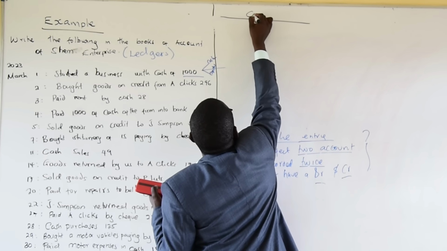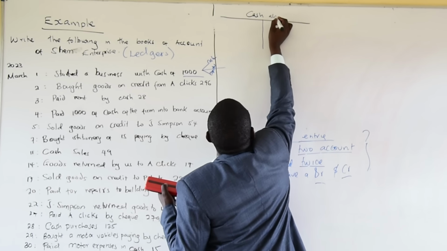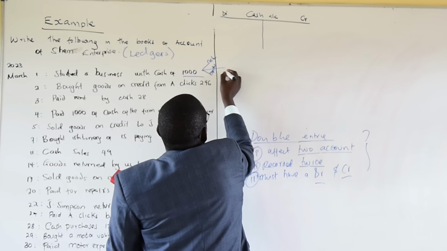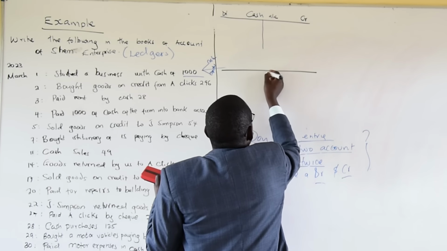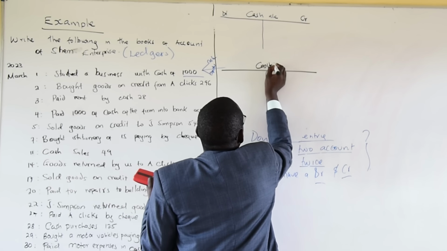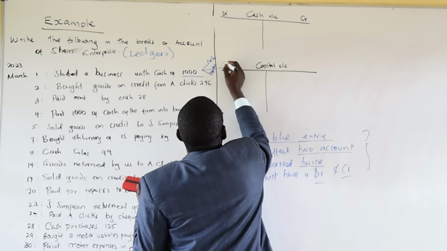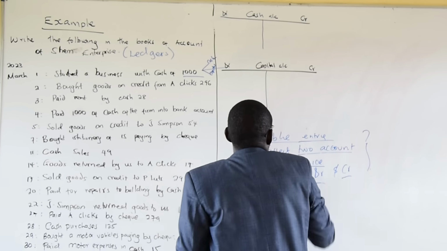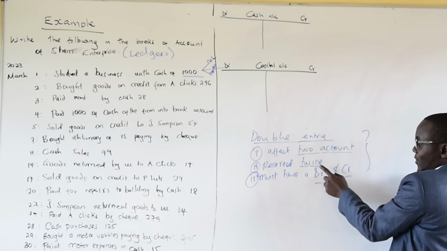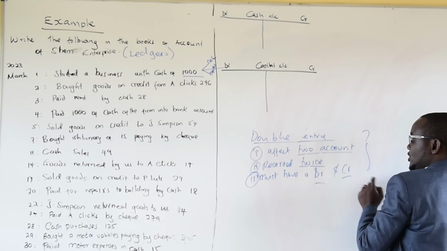I will open the account called cash account. I have a debit side and I have a credit side. Then under here, I also open another account which we shall call capital. Capital account. We have a debit and we have a credit. Remember, every transaction must affect two accounts. One account will be debited, the other account will be credited.